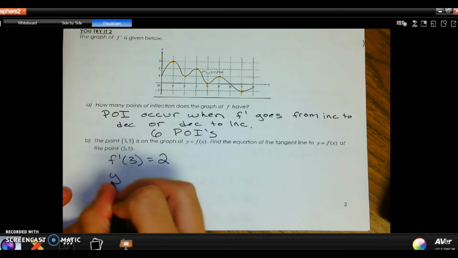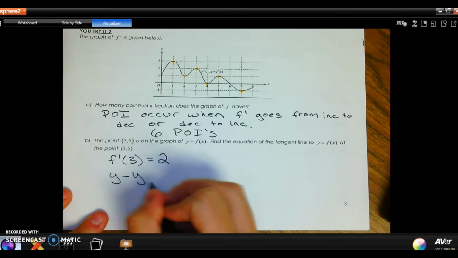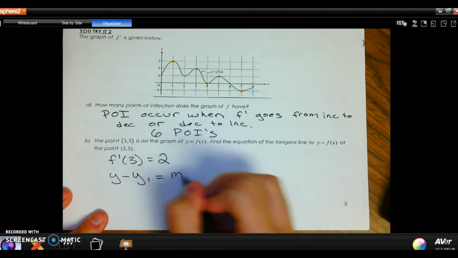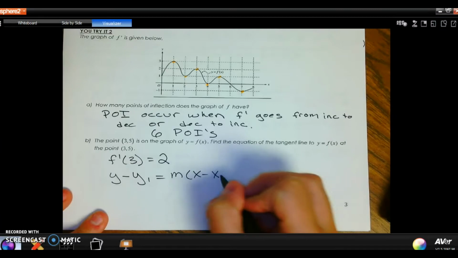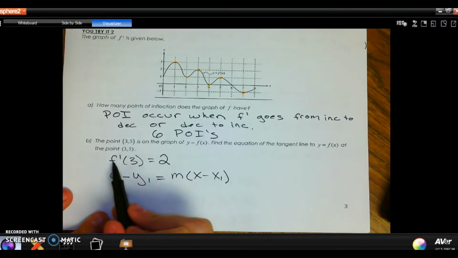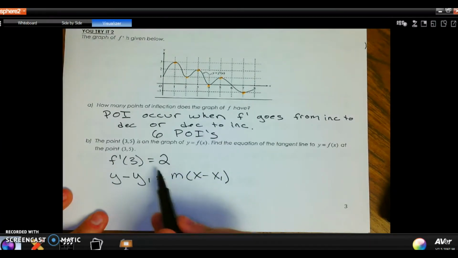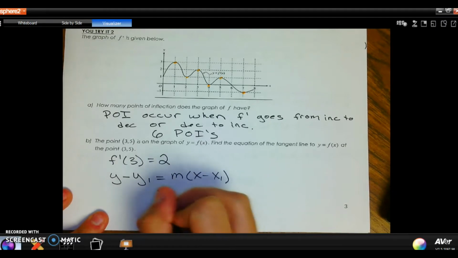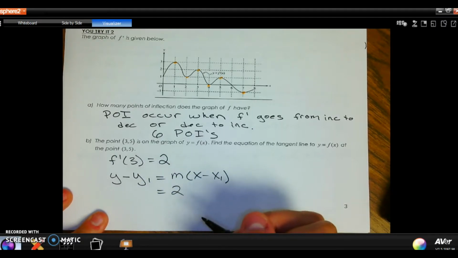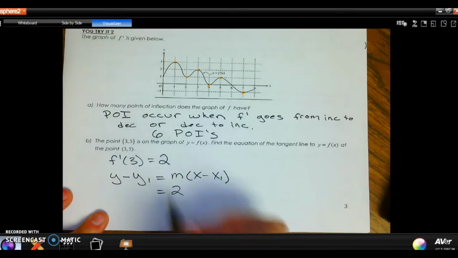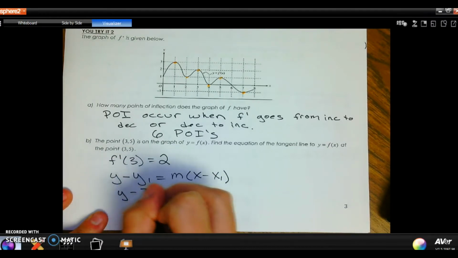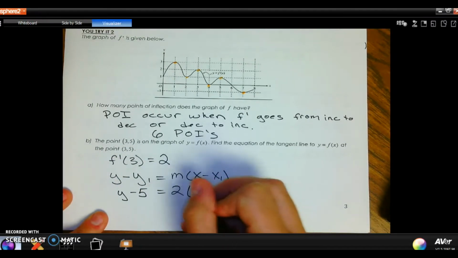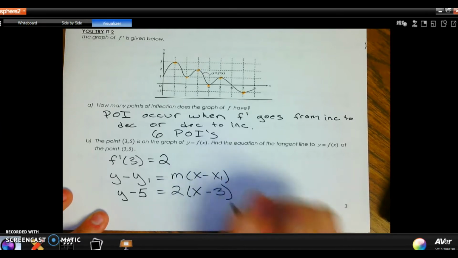And so then I've got that trusty formula, my point slope, y minus y1 equals m, parentheses x minus x1. So the derivative is the slope. So I guess this 2 is my slope, so that goes there. And then I've got the point that they provided me. So I've got y minus y1 equals 2 parentheses x minus x1.